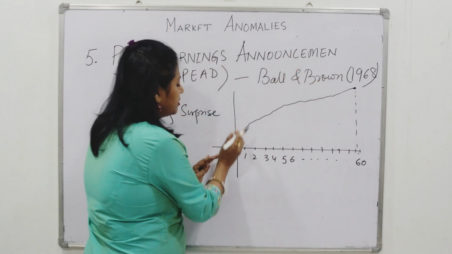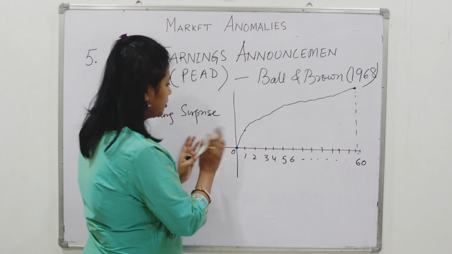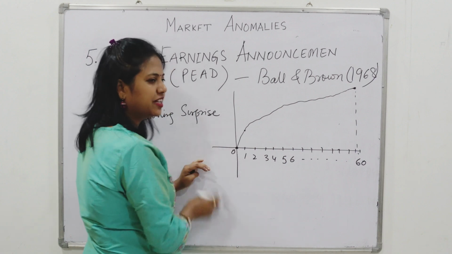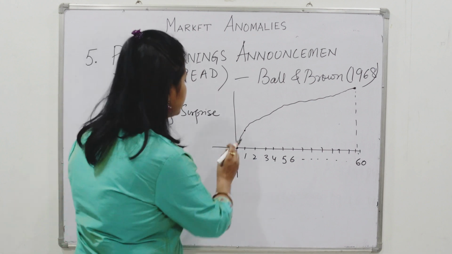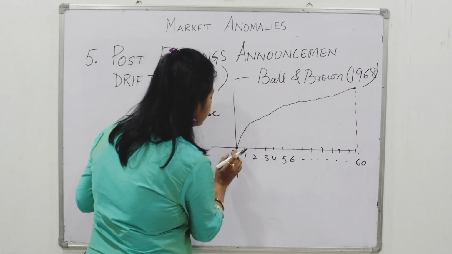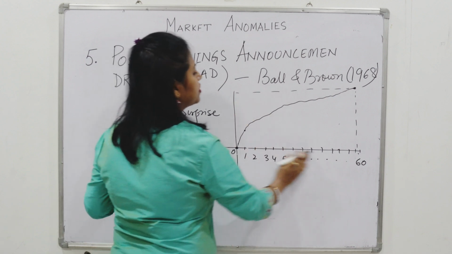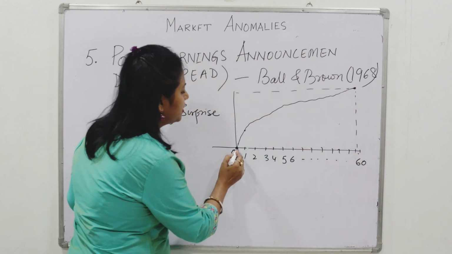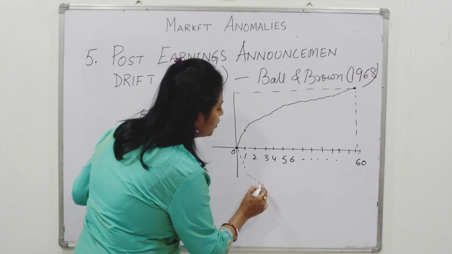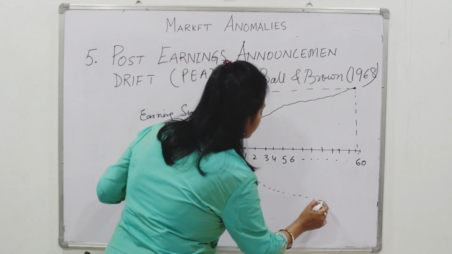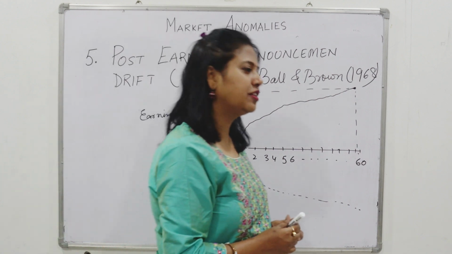That means the price should immediately adjust with the earning surprise. If there is an earning surprise, the price should immediately adjust, but this is not what exactly happens in reality. It takes time. So in my case, you can see the price has gone up to this limit, and it took almost 60 days to adjust. Similarly, if it is negative news also, it will jump, but then gradually it will drift, and it will take almost 60 days to adjust with the negative news.